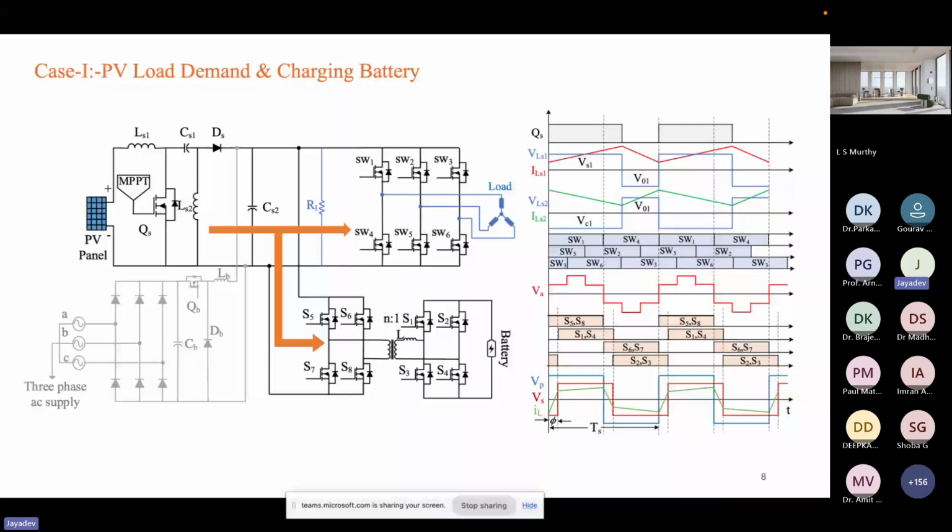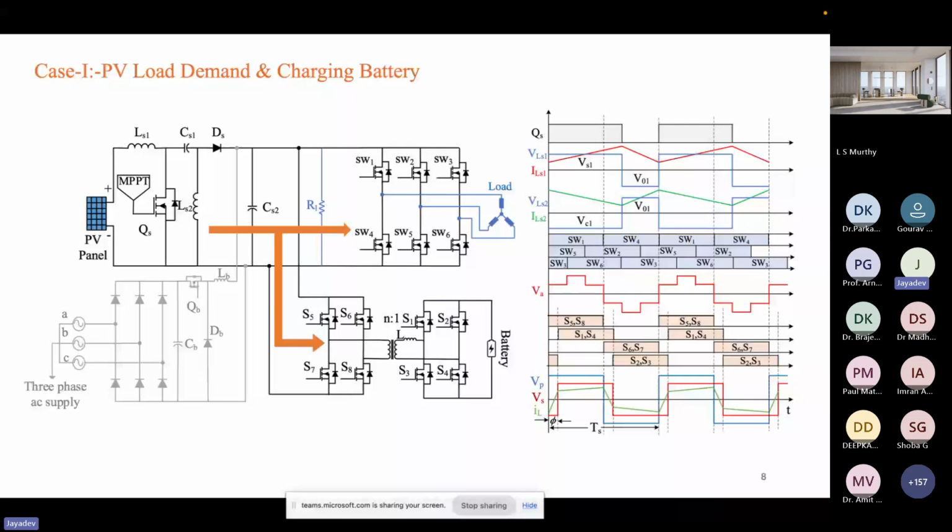But when you integrate multiple converters, you need to consider one thing: all the switches connected to the source should be at the same frequency. Here you are using 20 kilohertz to trigger all the switches. All the frequencies are the same except the inverter, which is at 50 kilohertz only. Sorry, 50 hertz only.